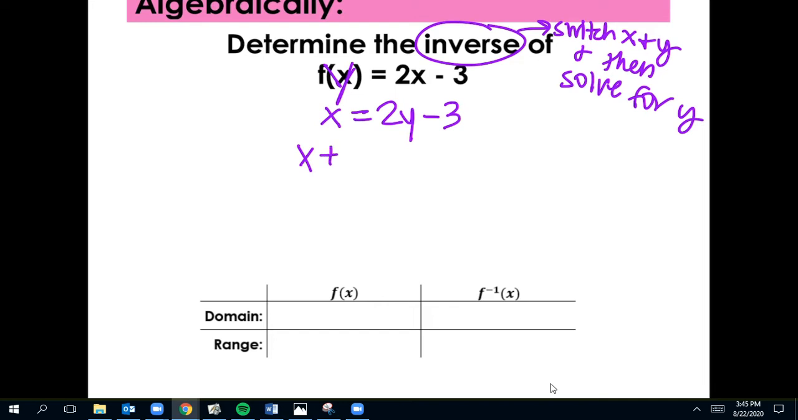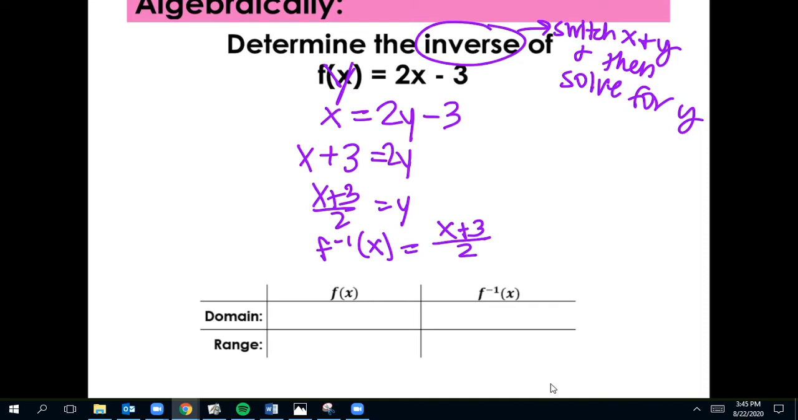We're going to add 3 over, and then we will divide by 2. And then we'll write our final answer as a proper inverse function, f inverse of x equals, and we can just leave it like this. So back to domain and range, we'll look at the domain of the original, which is just a linear function. We know from our basic functions that that has a domain of all real numbers, which I'm going to go ahead and put as the range of the inverse.